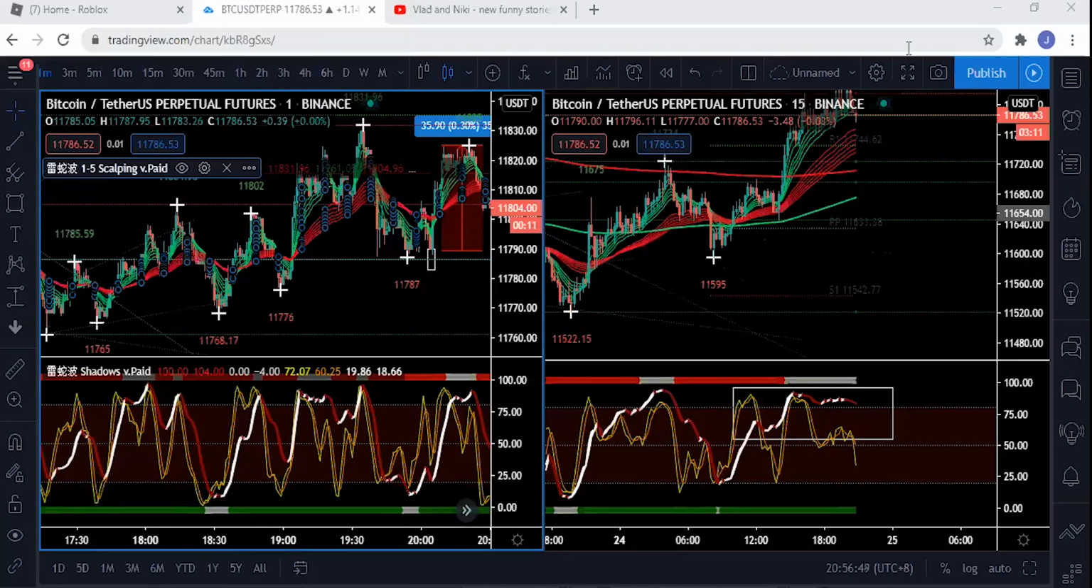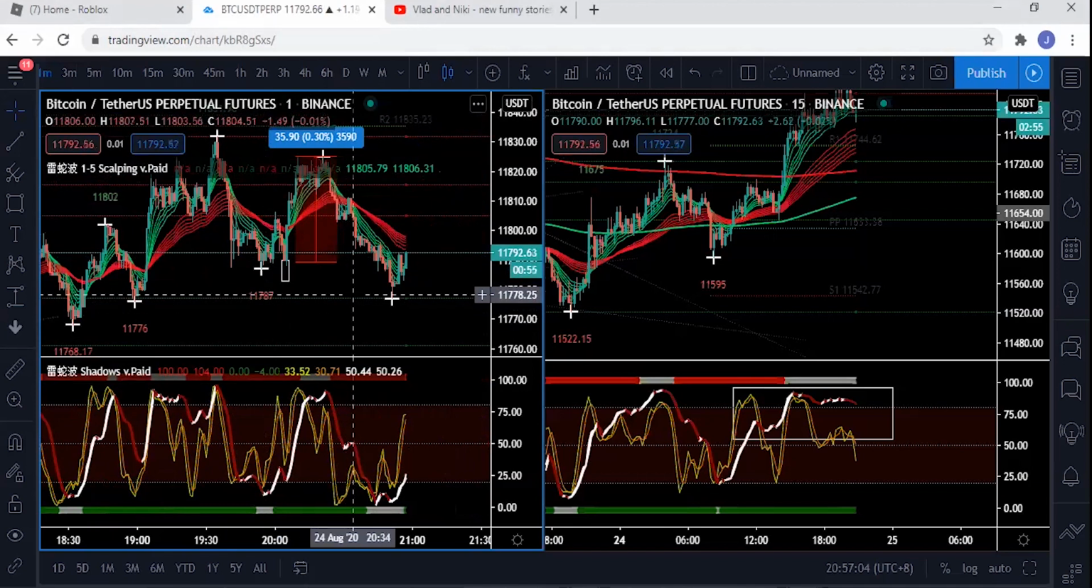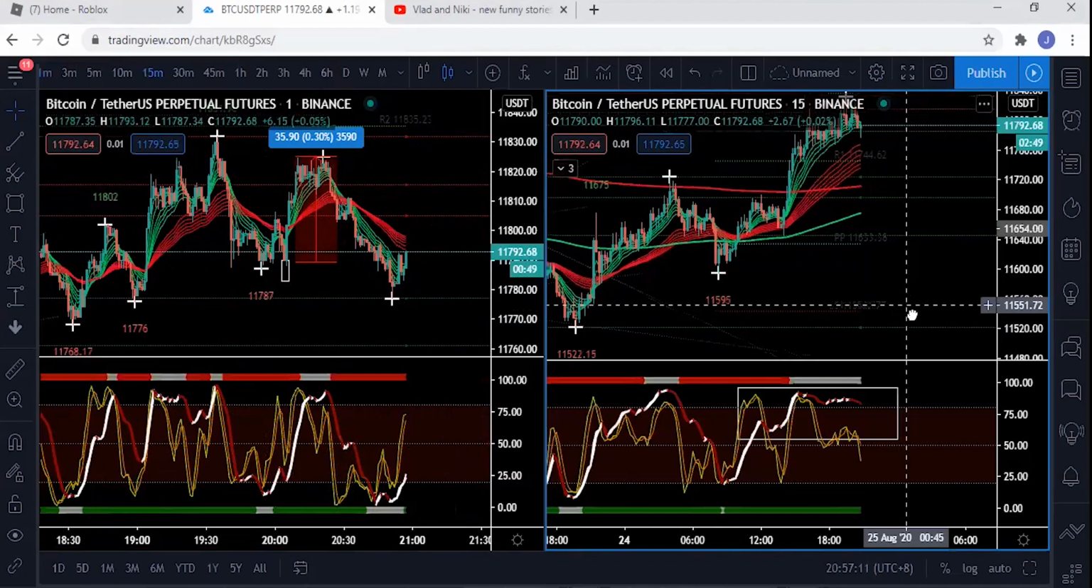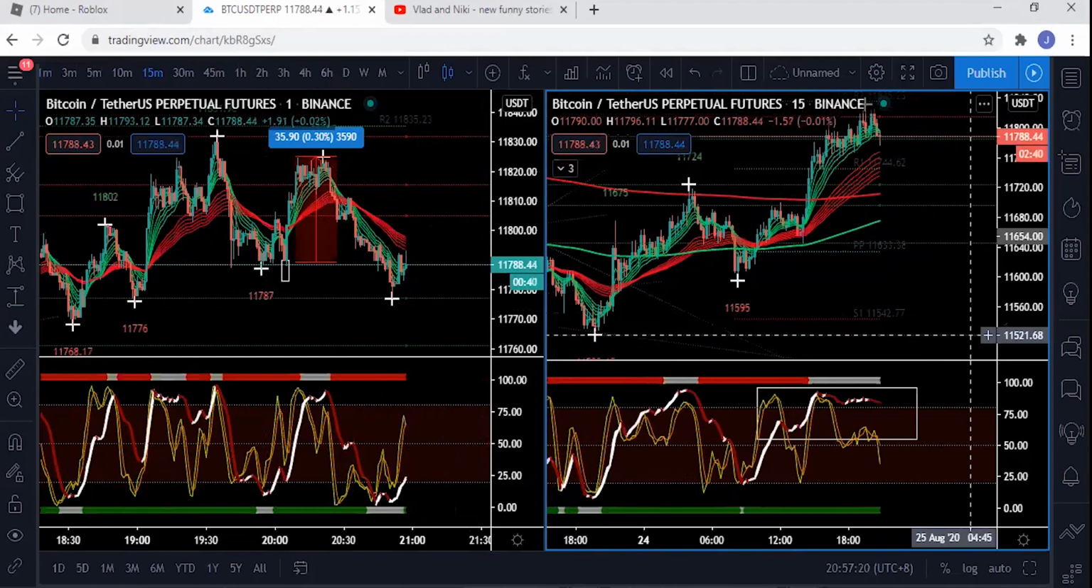Is EMA 200 the support for the bull zone for 1 minute only? No. In every time frame, EMA 200 acts as support and resistance. Not for 1 minute only. We are trend following in 15 minutes, so the trend in 1 minute doesn't matter. Whatever the trend in 15 minutes is, we follow that in the 1 minute time frame.